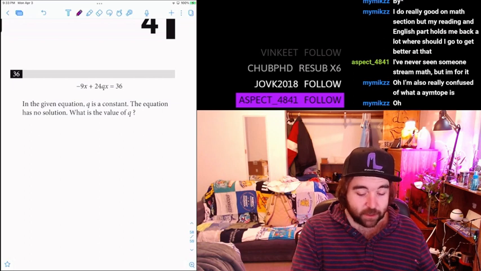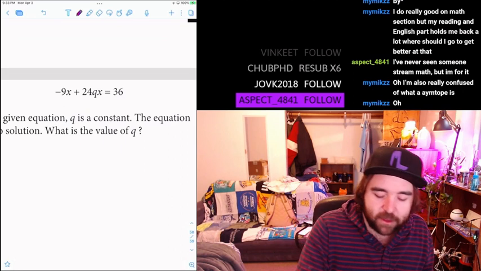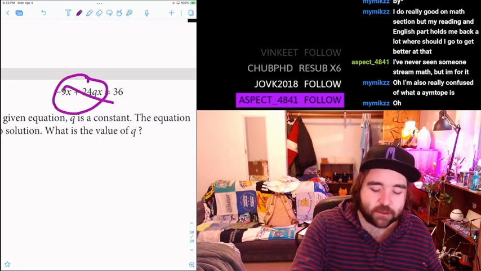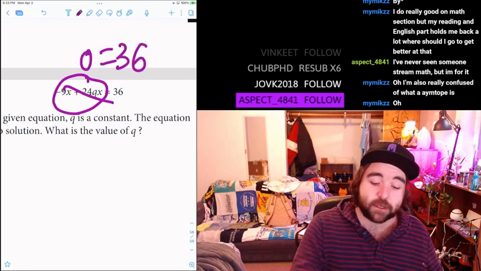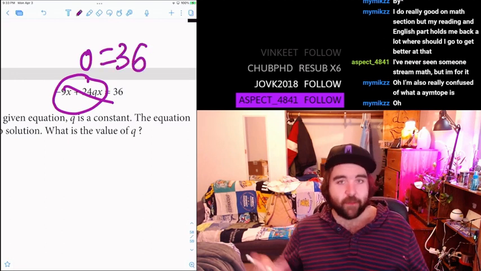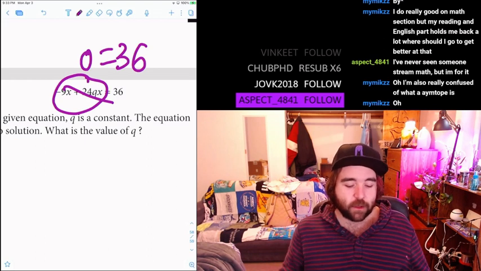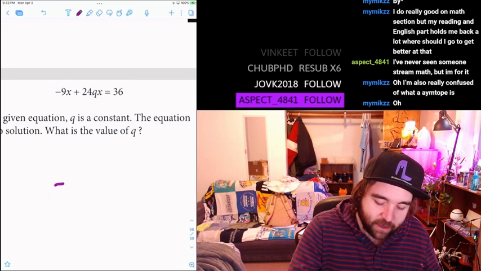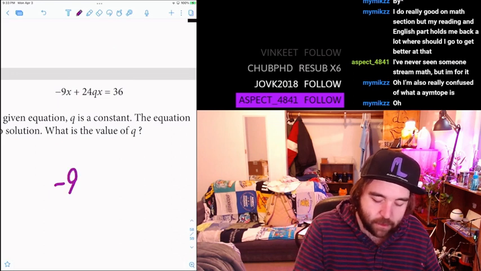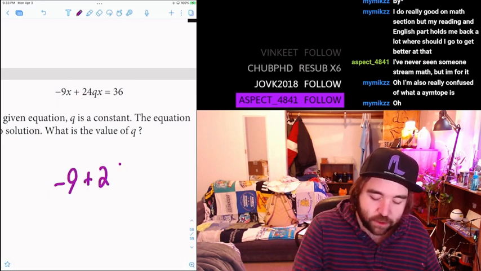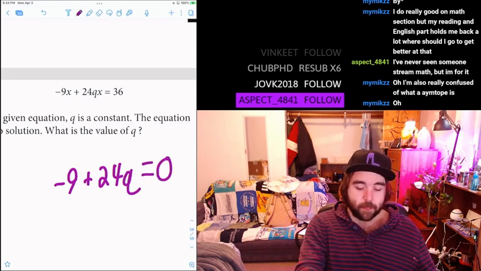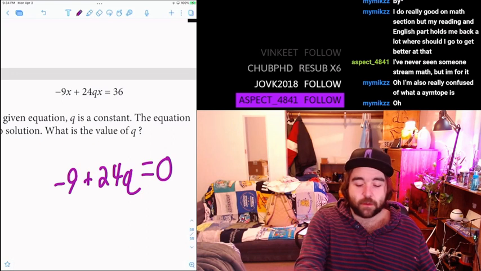In the given equation, Q is a constant. The equation has no solution. So if it has no solution, what that means is we're going to want this to cancel out. Because see, if that all just cancels out with each other, we get 0 equals 36, and that's wrong. And that's what happens when you get no solution. So we're just going to say that this -9 plus this 24 times q has to cancel out to be 0. Because that will cancel out the left side.